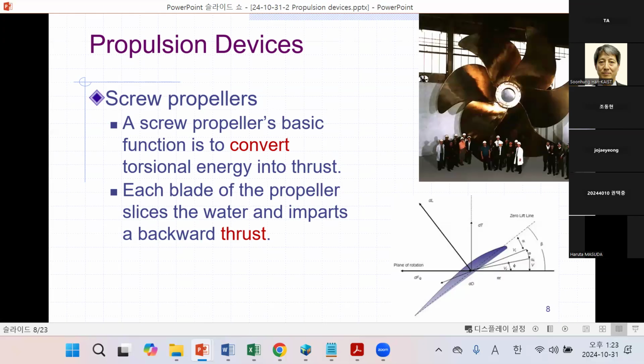Also, this one shows a skew. Skew is very special, especially for Navy ships. Skew is known to be less noisy. Then you may say that efficiency may be lower compared to no skew. And this is the sectional shape of the blade cut in the middle. And then water is pushed in this way, cutting down, with angle of attack and other things.